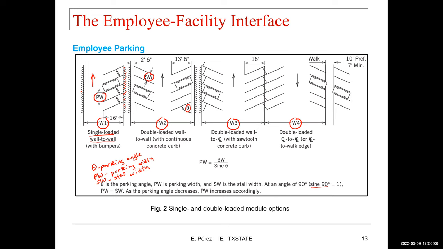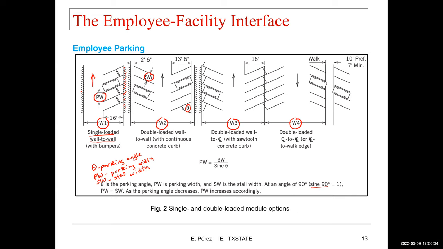So here we have a single loaded. Again, there's only one lane of cars. Here we have two. And then this one has a concrete curb. So this is what we are referring to. We have some space here for people to maybe walk. So this space can be used for those purposes. If you want to put some plants and so on, decoration, you can do that.